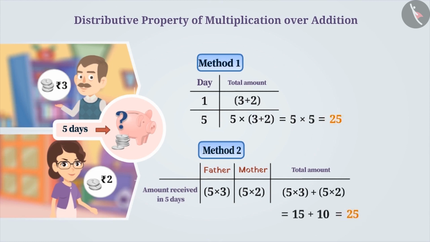Isn't this equal to the first solution? Yes. So can we say that 5 into (3 plus 2) is equal to 5 into 3 plus 5 into 2?